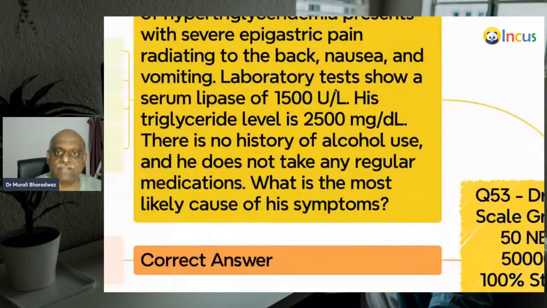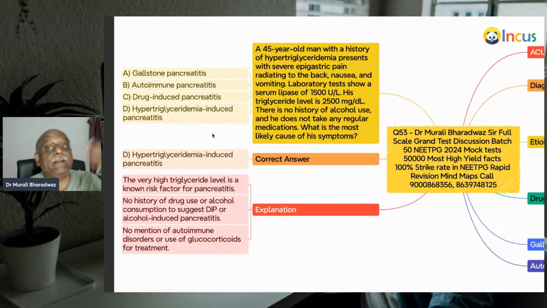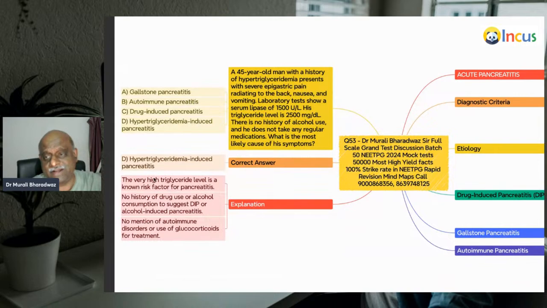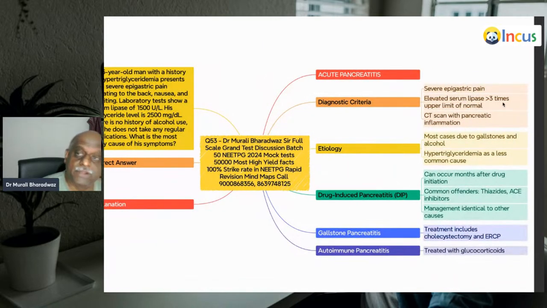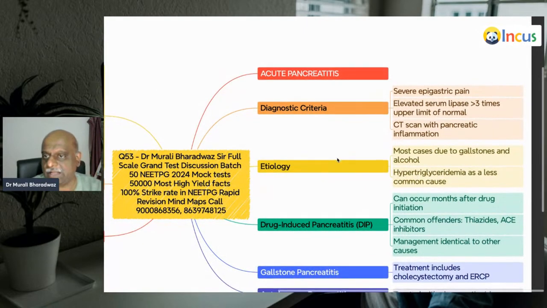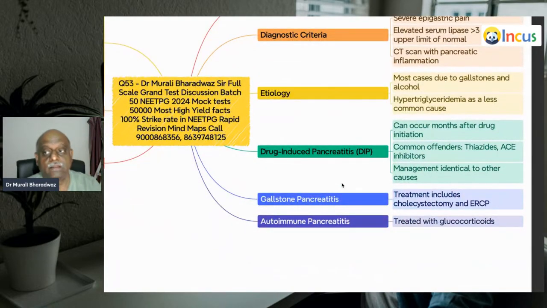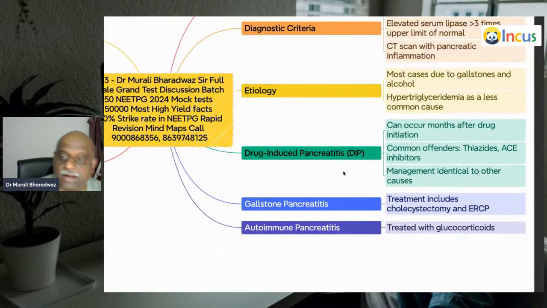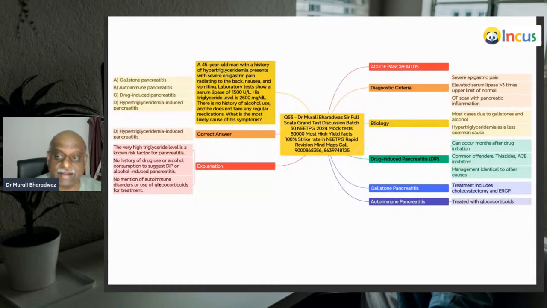The patient is having a significant amount of hypertriglyceridemia. Normally 150 is the upper limit of triglycerides. Here it is 2500, and now serum lipase is elevated, which means it is hypertriglyceridemia-induced pancreatitis, is what you need to remember. Any serum lipase elevated more than 3 times the upper limit of normal is the diagnostic criterion. Thiazides and ACE inhibitors are known to lead to drug-induced pancreatitis.